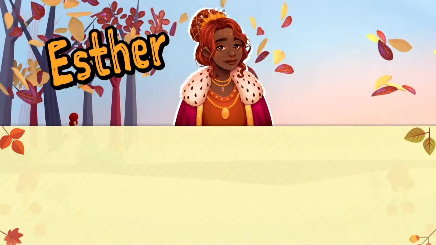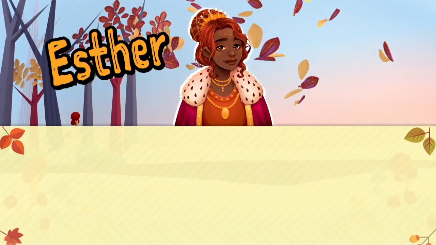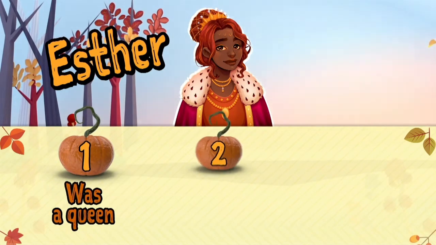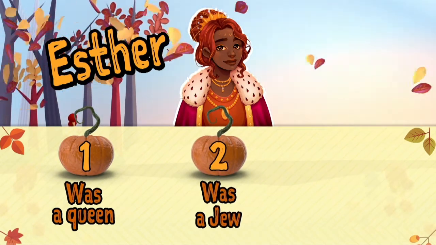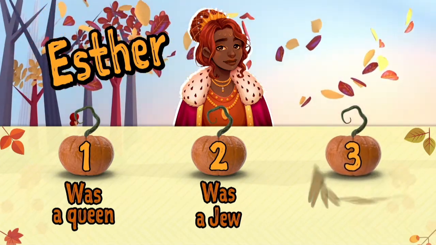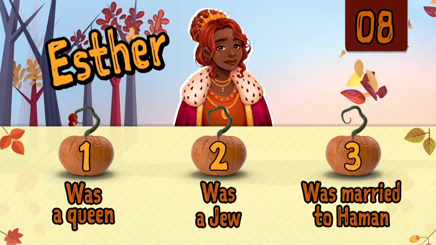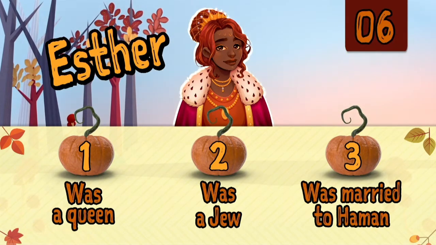Esther is our next Bible character. Now, which of these is not true about Esther? One, Esther was a queen. Two, Esther was a Jew. Three, Esther was married to Haman. So what do you think? Which of these pumpkins is not telling the truth?